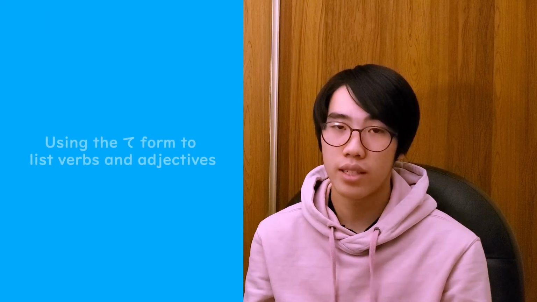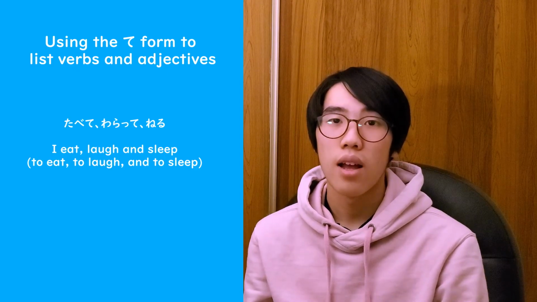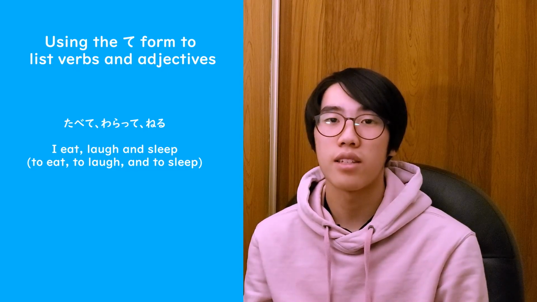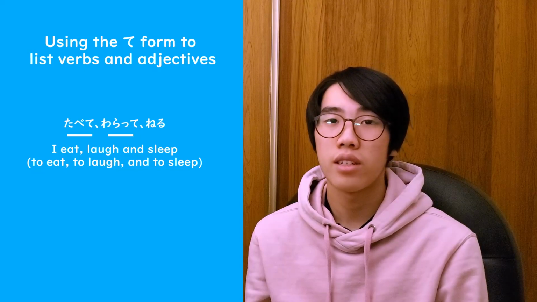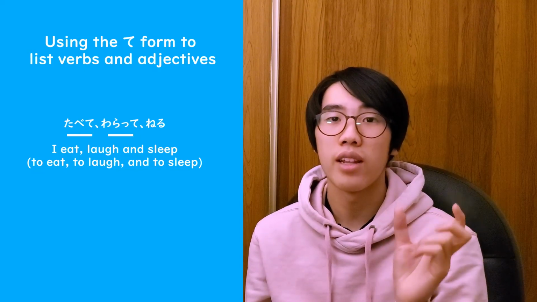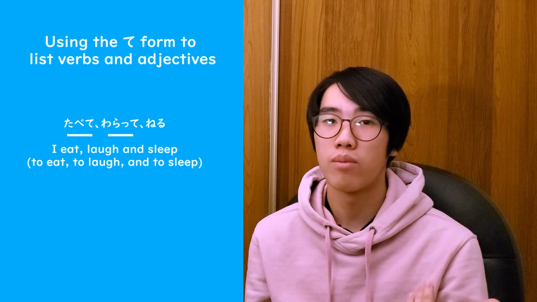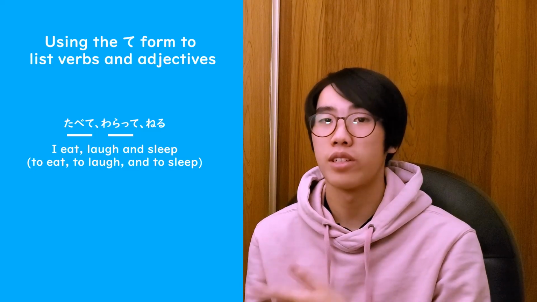Now the final application that you're going to learn is when we're listing verbs and adjectives. So what you can do with the te form is put them together in the same sentence. 食べて、笑って、寝る. And in this sentence, it says to eat, to laugh, and to sleep. And as you can see, the first two verbs are in its te form, and by doing so, we can list the verbs. And it is related to the conjunctive form because this is a sequence. First you are eating, then you are laughing, and then you are sleeping.